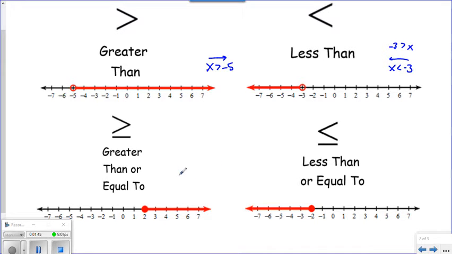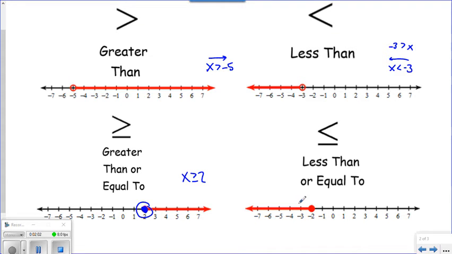The directions for greater than or equal to and greater than are the same. We both head off to the right. But now we have this closed circle here. So this represents x is greater than or equal to 2. That closed-in circle means that we are also including that value right where that circle is in our solution set.